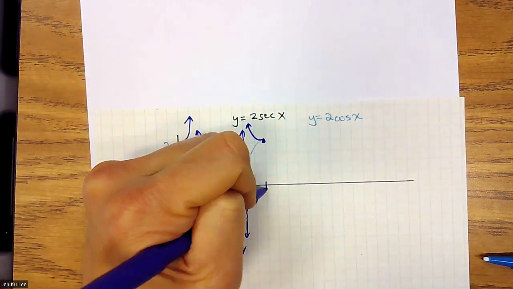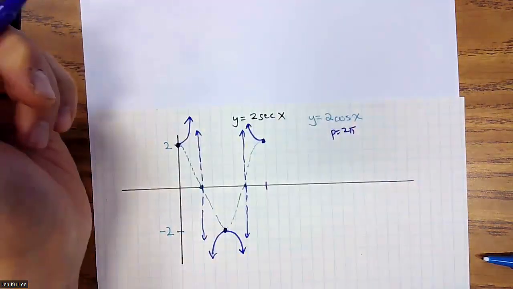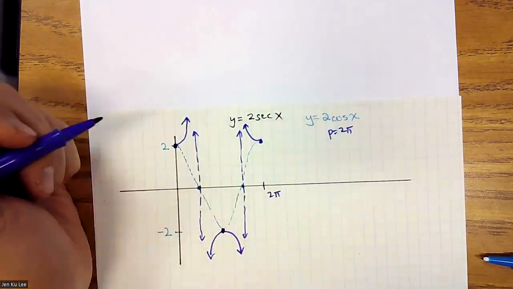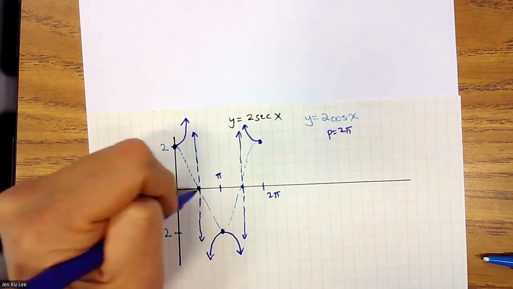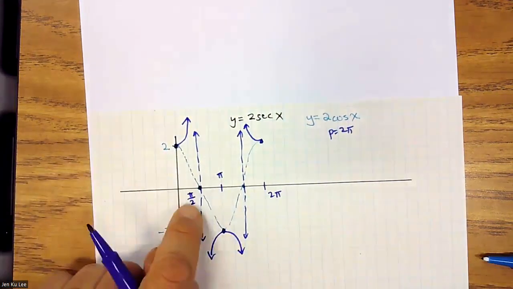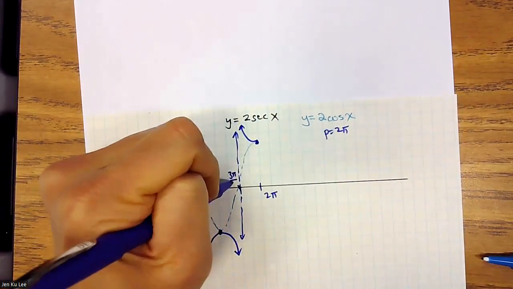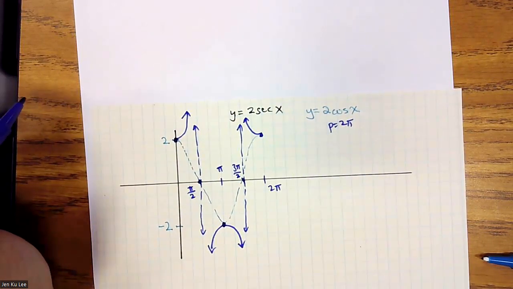But what is my period? My period here is still 2 pi, right? 2 pi over 1, which is 2 pi, so that's 2 pi. Halfway between that is pi. Halfway between that is pi over 2, so 1 pi over 2, 2 pi over 2. This would be 3 pi over 2, and this would be 4 pi over 2, which is 2 pi. Okay?